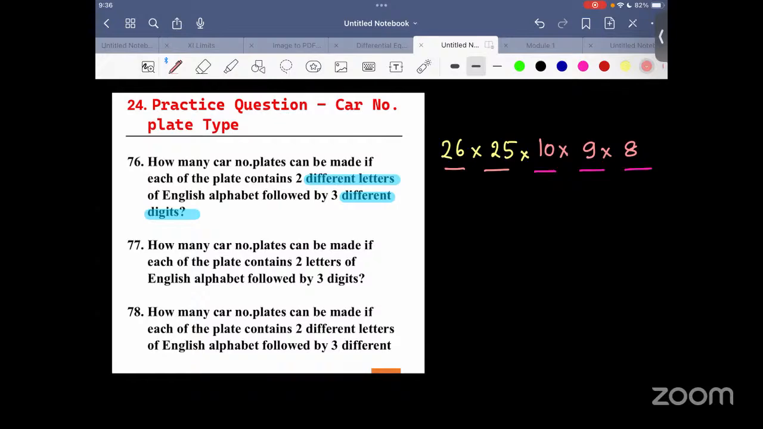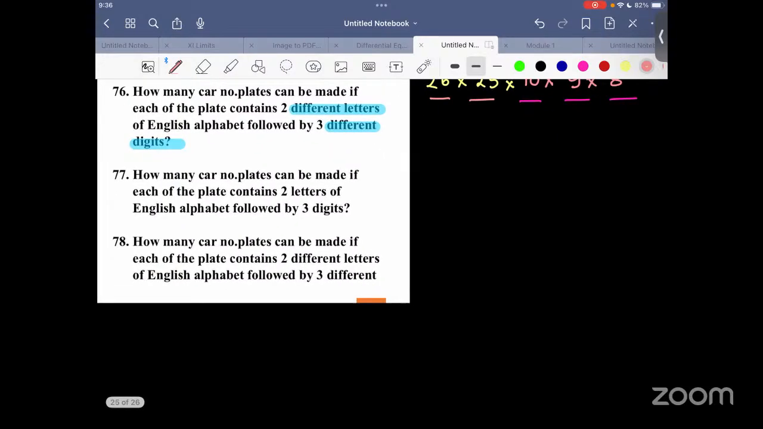Let us go to the next one. How many car number plates can be made if each of the plates contains two letters of the English alphabet followed by three digits? Question number 77.